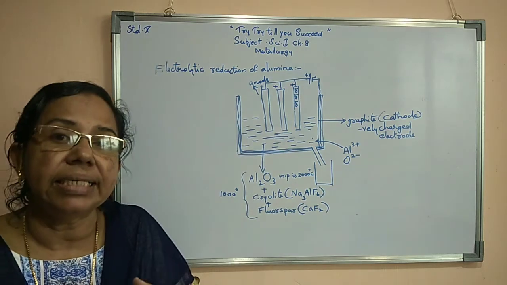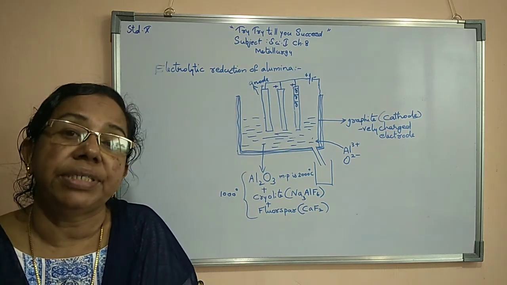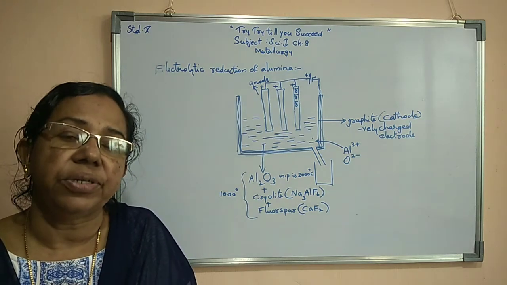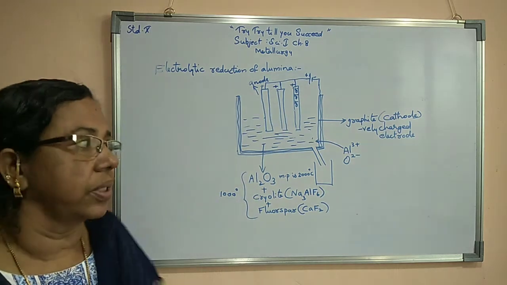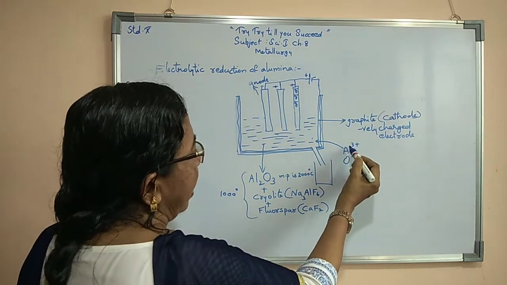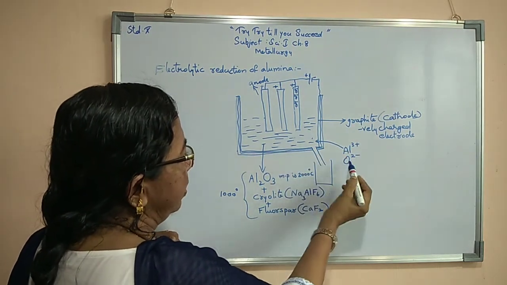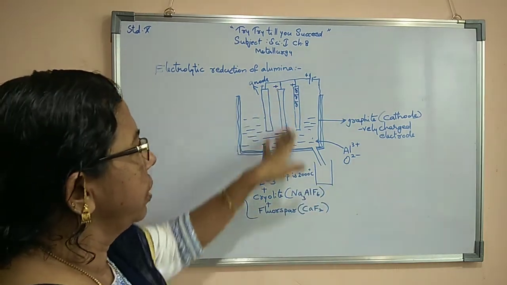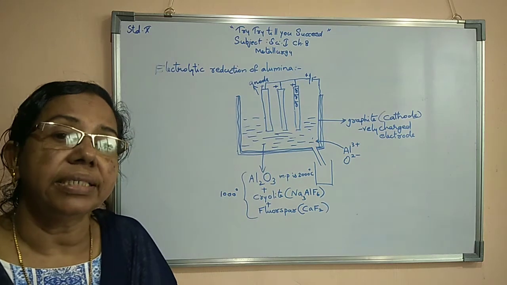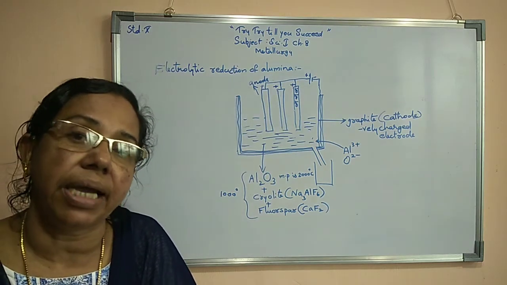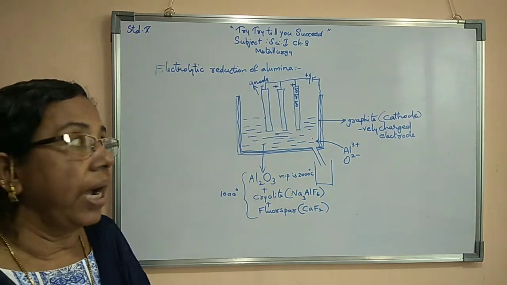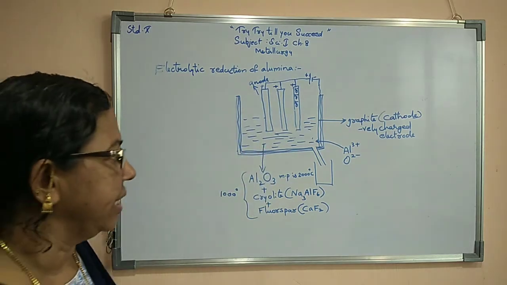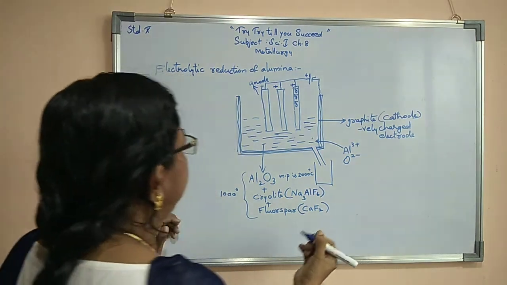So attraction is taking place. Positively charged ions will go to the negatively charged electrode. Negatively charged ions will go to the positively charged electrode. Here the positively charged ions are aluminium, which will go to the cathode. Oxygen has a negative charge, so it will go to the positive electrode. As a result, a cathode reaction as well as an anode reaction will take place. What will take place at the anode and at the cathode, we will study with the help of the equation.